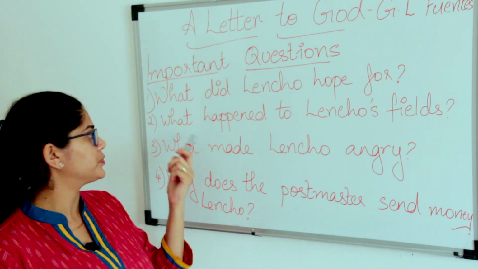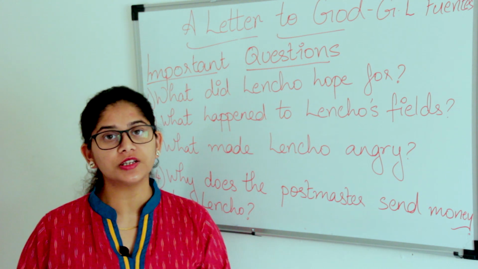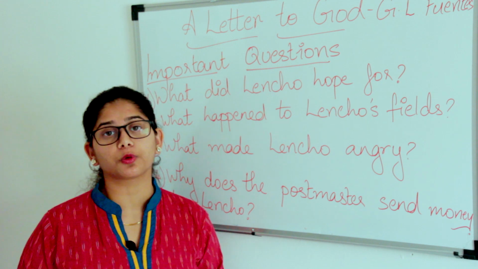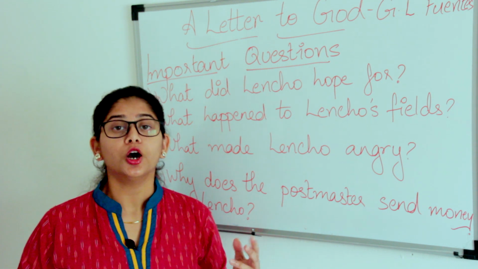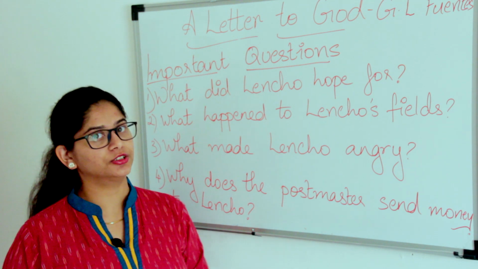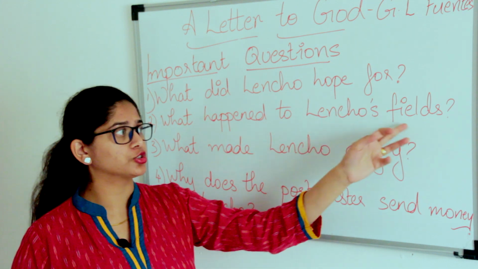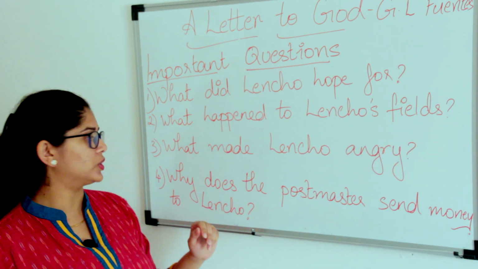Now the next question: what happened to Lencho's fields? He wanted the rain and he prayed for the rain. But it was a huge hailstorm, and due to the hailstorm, the whole fields were destroyed. So that's the answer for the second one. What happened in Lencho's fields? The whole crops were destroyed. Now moving on to the next question.